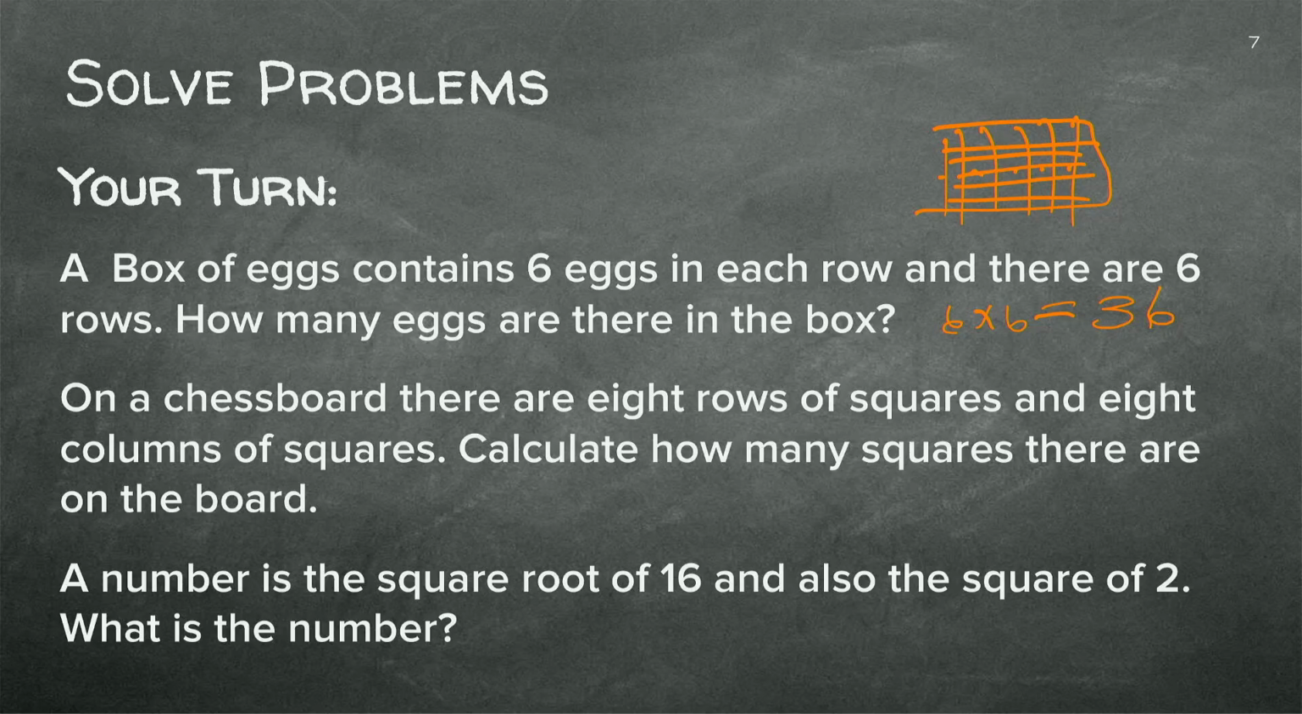So now the next one is very similar. You all play chess, I know, you all love chess. So on a chessboard, there are 8 rows of squares and 8 columns of squares. So you know what I'm saying, right? Rows and columns. You understand what I'm saying. Calculate how many squares are there on the board. Again, 8 times 8, there are 64 squares on the board.